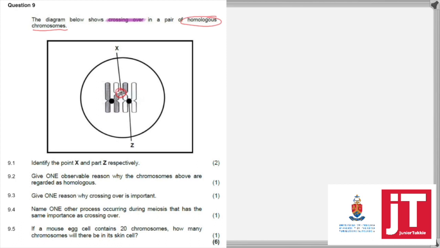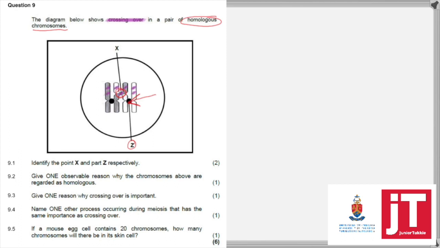Without getting into too much detail around that, let's see what the questions are going to be requiring of us here. But remember, always we get context first. So before we look at question 9.1, let's look at the diagram. We can see that crossing over is taking place at point X, and then point Z is pointing towards the join, the connection between the two chromatids of the same chromosome in this homologous pair. So that would be our centromere there.